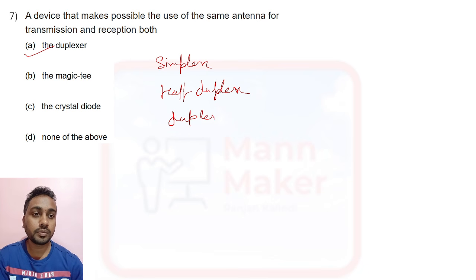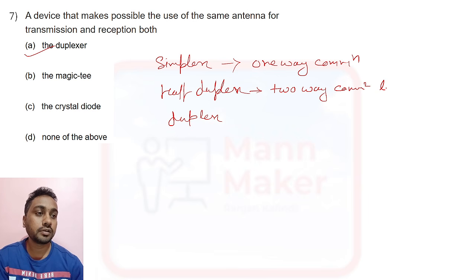Okay, duplex or full duplex. So simplex means what? One-way communication. In one way we can do communication like television. Then half duplex is what? This is two-way communication, but not at the same time. Means at one time either you can receive the signal or transmit the signal, like walkie-talkie.